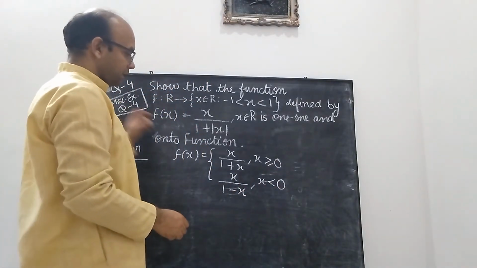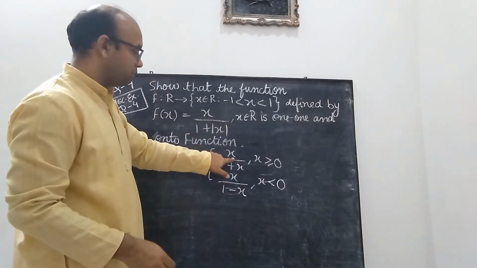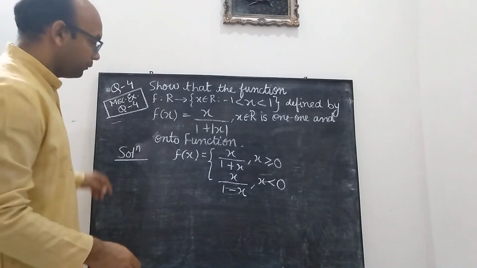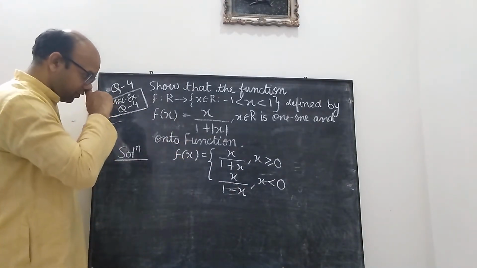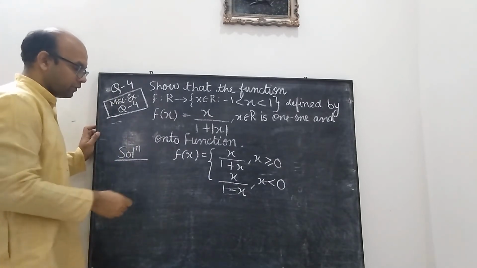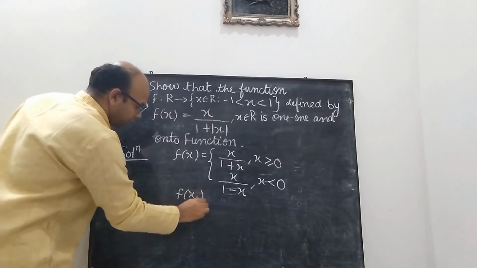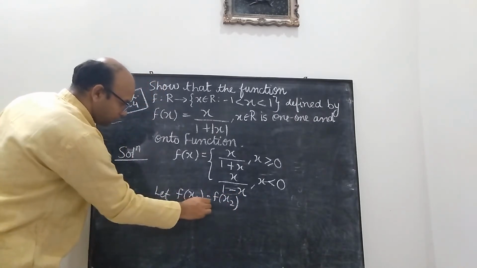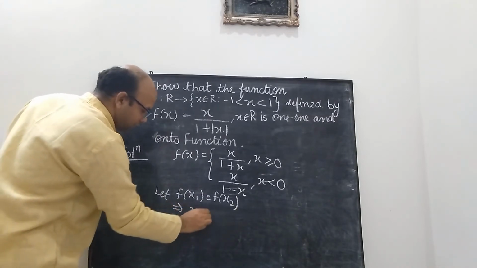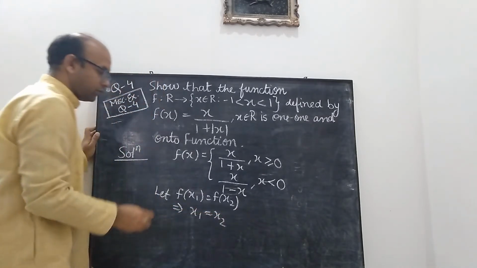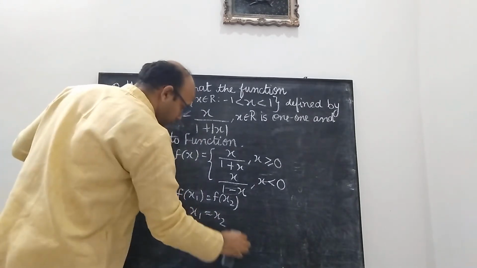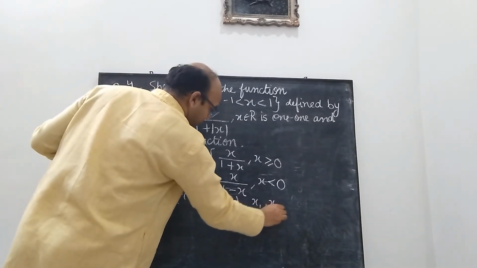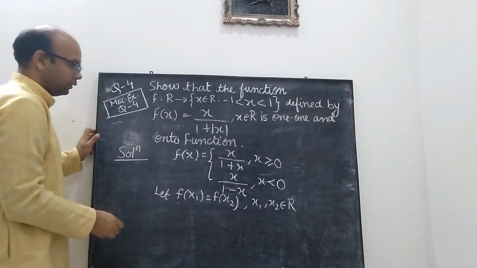And we also observe that the positive elements will have positive images and the negative elements have negative images. So to prove this function to be one-to-one, we use the definition of the one-to-one function, and the method to prove it: we assume that fx1 is equal to fx2, and we try to prove that x1 is actually equal to x2. This is what we will be doing. So we assume that fx1 is equal to fx2, where x1 and x2 belong to R.